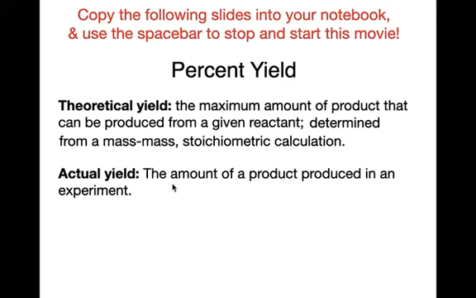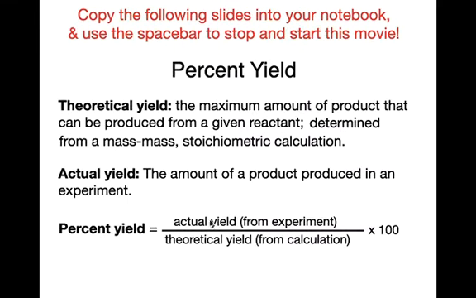Percent yield is just a calculation. We take the actual yield, the amount that we actually made from the experiment, and divide it by the theoretical yield that we calculated. And then, of course, we multiply by 100 to give us a percent.